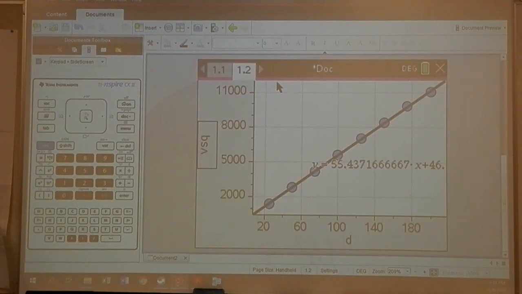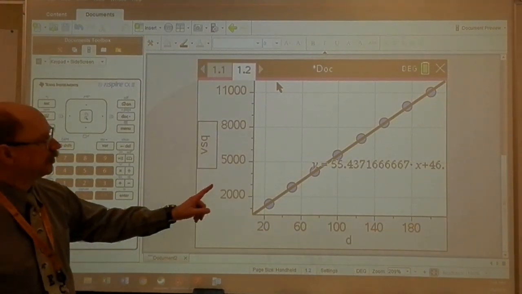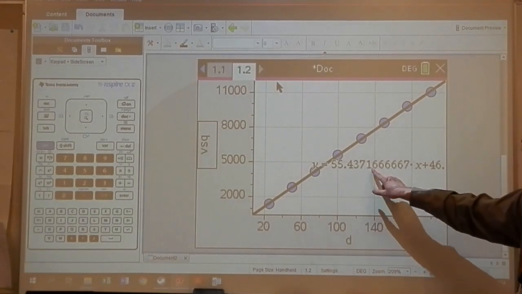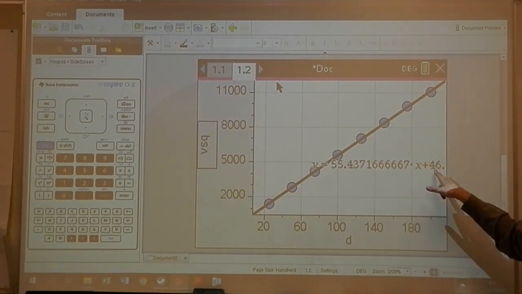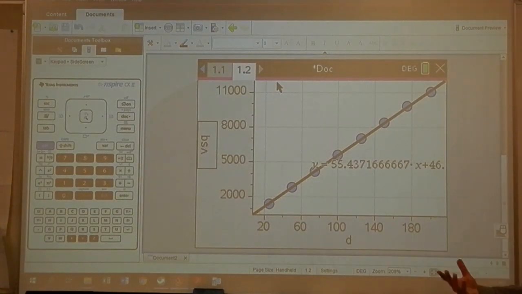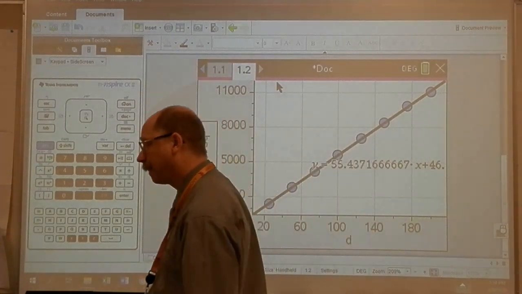Choose that one, and you'll see it gives us a function here. Y equals mx plus b. This is my slope. This is my y-intercept. Those would be the numbers that I would record. Those are the numbers that I'm going to use.